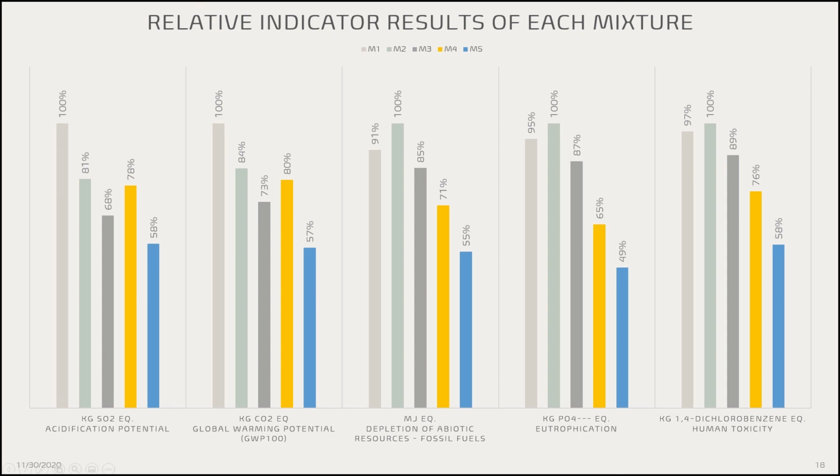Overall, there are two common trends across the indicator. So for acidification potential and global warming potential, the mixture 1 have the highest environmental impact. However, for indicators such as depletion of abiotic resources, eutrophication, and human toxicity, mixture 2 have the highest environmental impact.